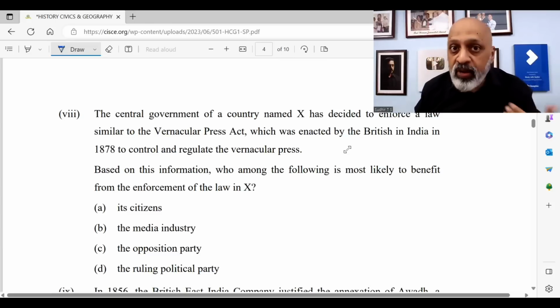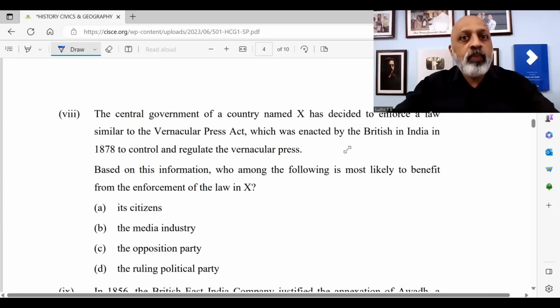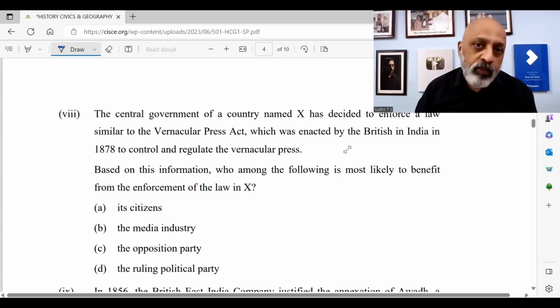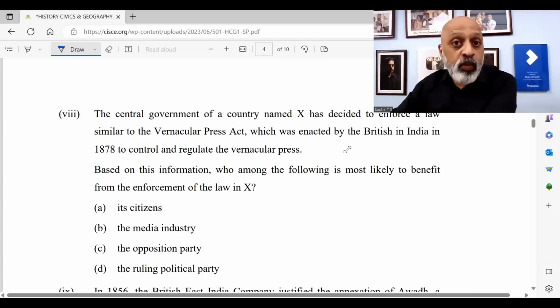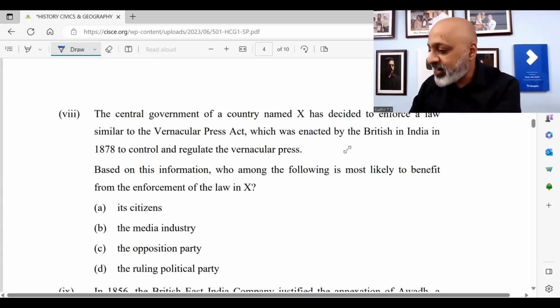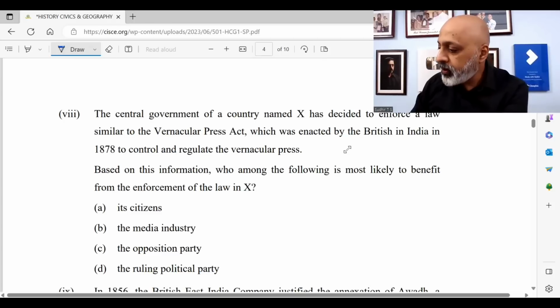The media industry, will it benefit? No, the media industry will not benefit because there would be curbs on what I can write and what I can publish, right? The opposition party, if it criticizes or says anything against the government, it will never get published under the Vernacular Press Act. Hai na? Because please see what is written as part of the Vernacular Press Act. The exact words, let me read it out so that it's very clear for you.